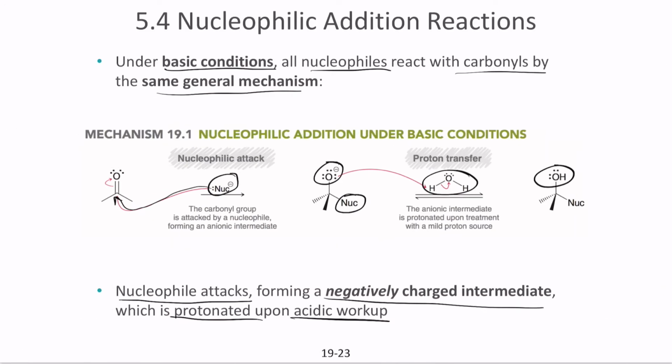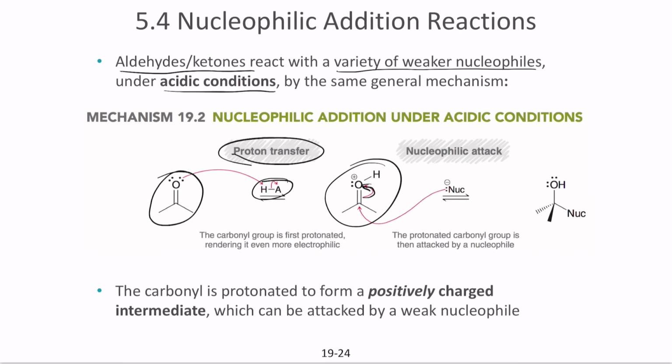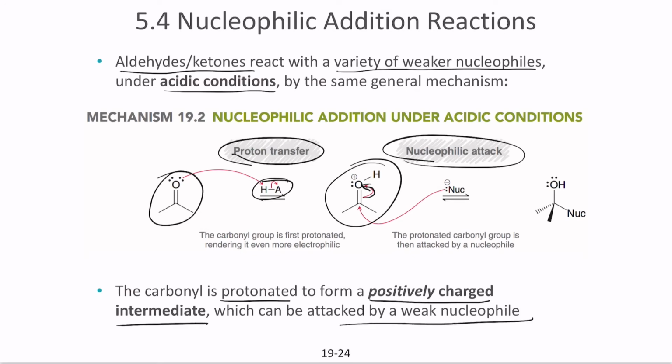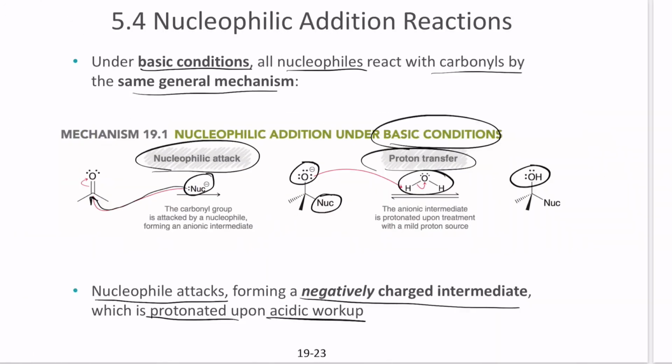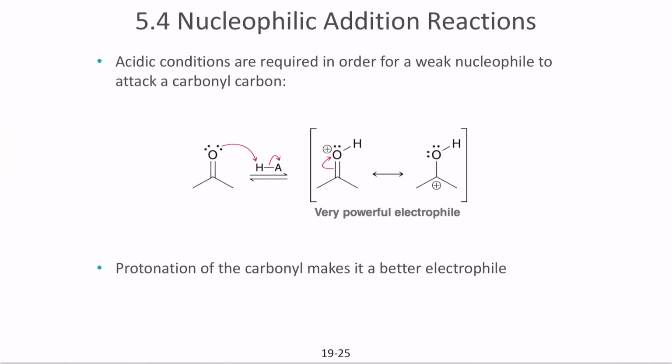Notice that under basic conditions, first you have nucleophilic attack, second is proton transfer. In acidic conditions, first there is proton transfer and second there is nucleophilic attack. So the carbonyl is protonated to form a positively charged intermediate, which is then attacked by the weak nucleophile. That's the difference here. Here you have a strong nucleophile and here you have a weak nucleophile.